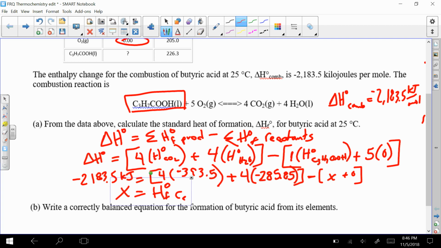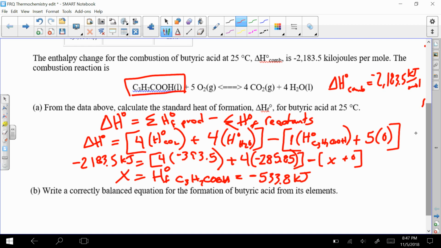So C3H7COOH, and that gives us, once we do the math, a negative 533.8 kilojoules. And so this is the heat of formation of our butyric acid.